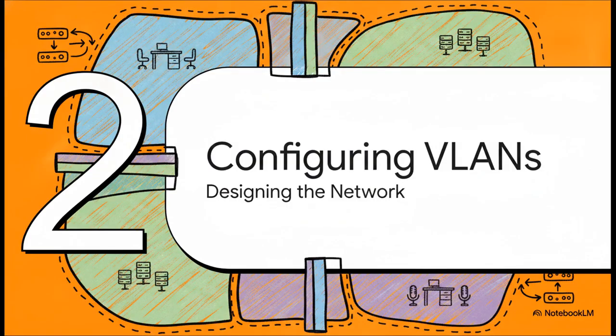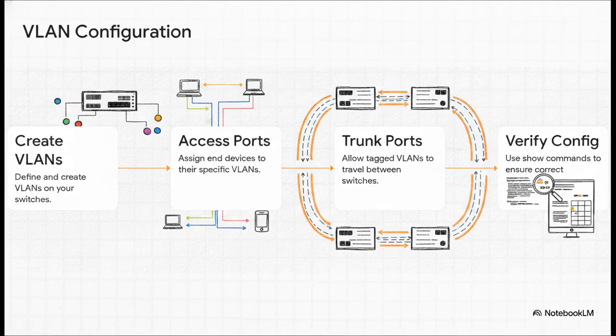Moving right along to Section 2, designing and configuring VLANs. Okay, so our switches are wired up and communicating. But now we have a new headache. How do we segment different departments so they aren't all just shouting over each other on the exact same network? Well, the solution is virtual local area networks, or VLANs. They let us logically separate traffic even if it's running on the exact same physical hardware.